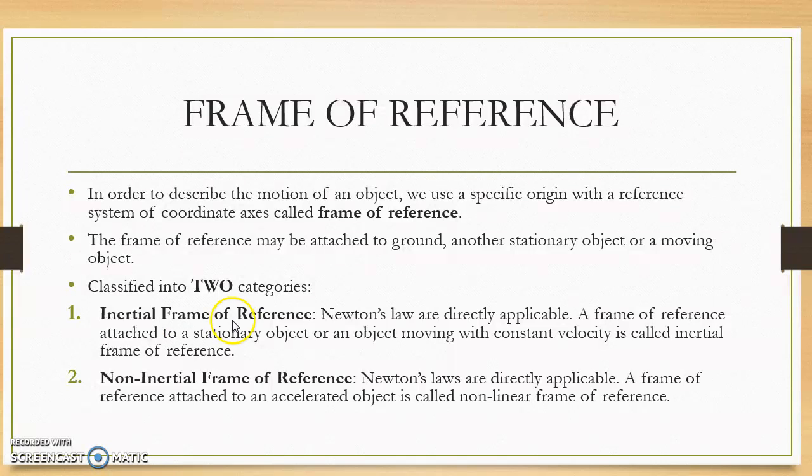Next, we will see what is meant by inertial frame of reference. Newton's laws are directly applicable. A frame of reference attached to a stationary object or an object moving with constant velocity is called inertial frame of reference. Non-inertial frame of reference: Newton's laws are not directly applicable. A frame of reference attached to an accelerated object is called non-inertial frame of reference.